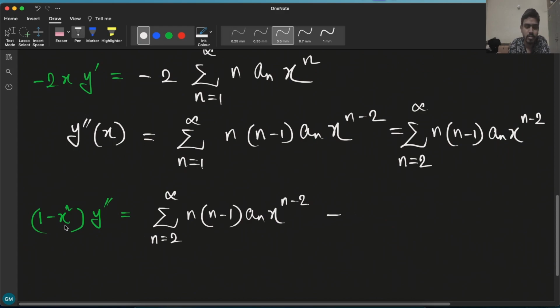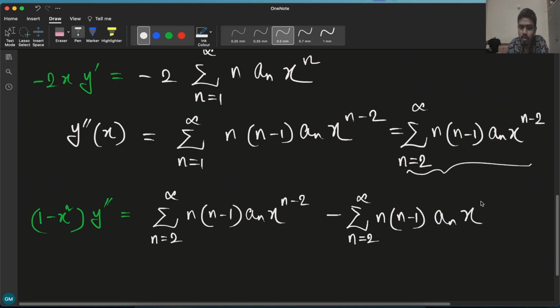minus x square times this term. If I multiply by x square, then all other terms remain the same, that is, n equals 2 to infinity, n into (n minus 1) a_n, and instead of x to the power n minus 2 I will write x to the power n.